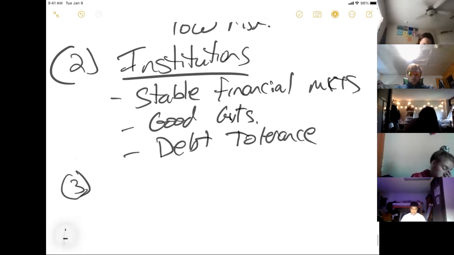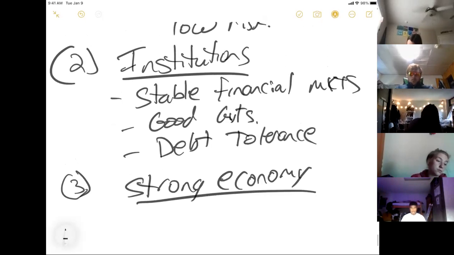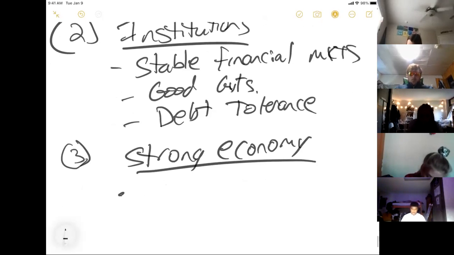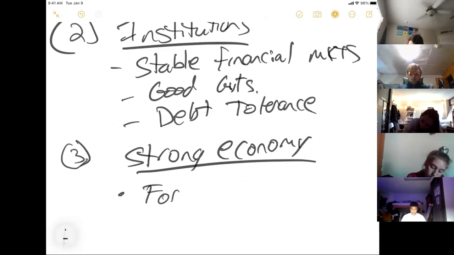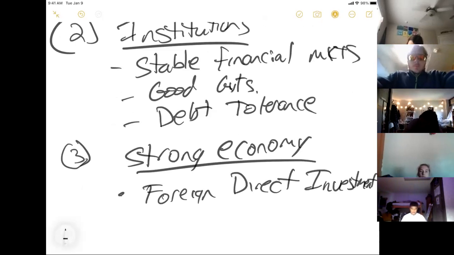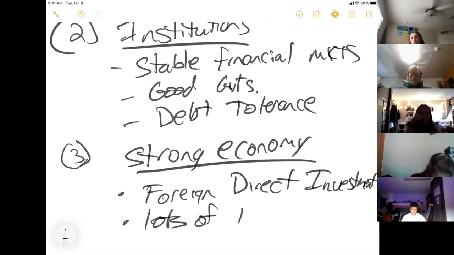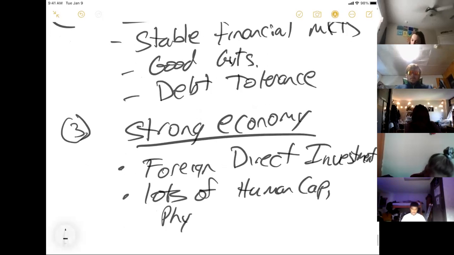Maybe somewhat related to this, having a strong economy, right? This is particularly true of foreign direct investment. Why would another country or a multinational firm want to establish production in your country unless they think that you have a strong economy that has lots of human capital, physical capital, and technology to take advantage of?